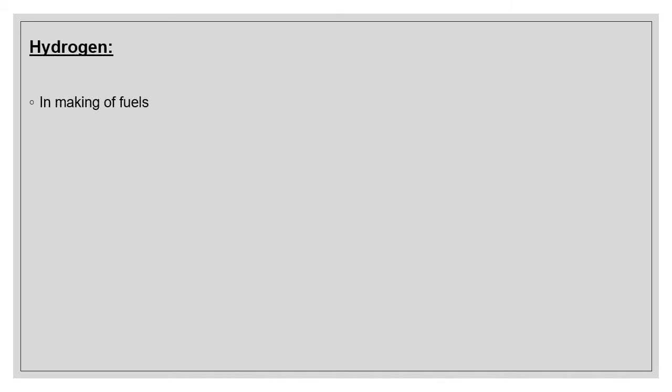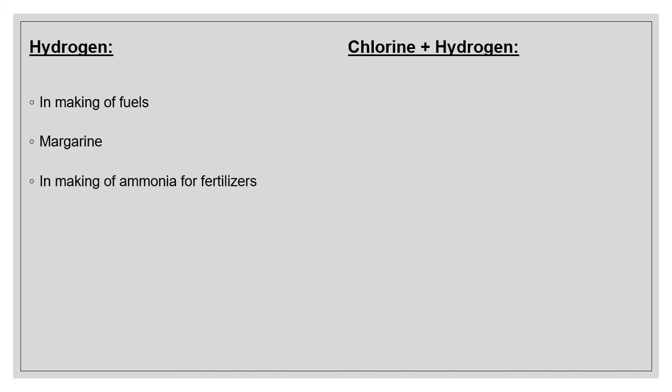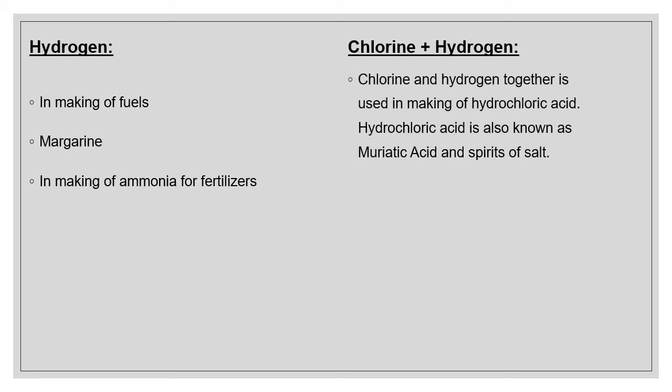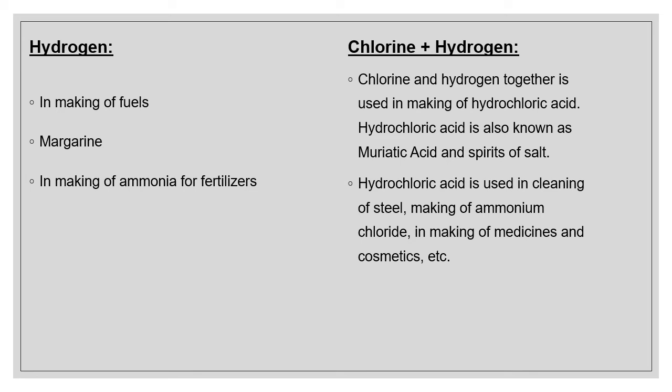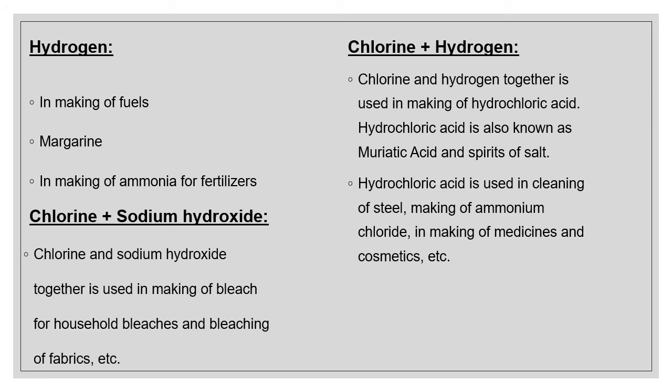Now, uses of hydrogen: for making fuel, the best fuel, margarine like Dalda oil, and in making fertilizers. What about chlorine plus hydrogen? Together they are used in making hydrochloric acid, and in making some other chemicals. Chlorine plus sodium hydroxide combination is used for household activities. So all these are uses of the products of the reaction.